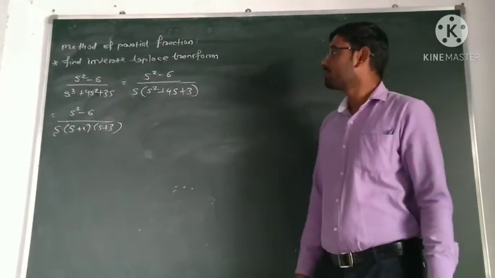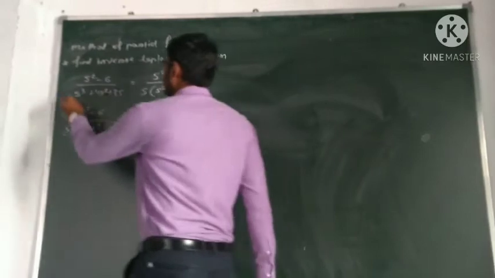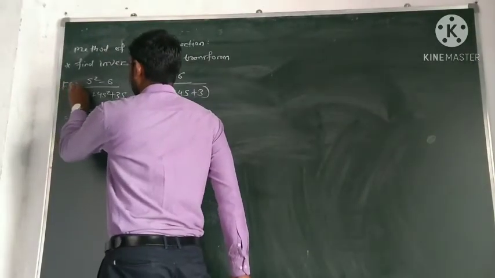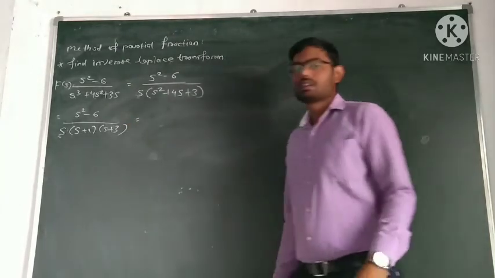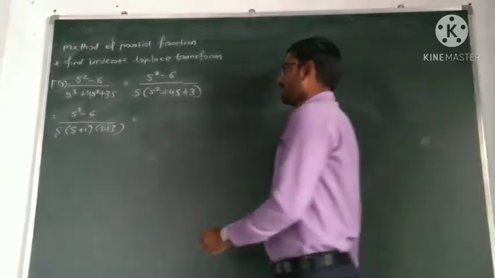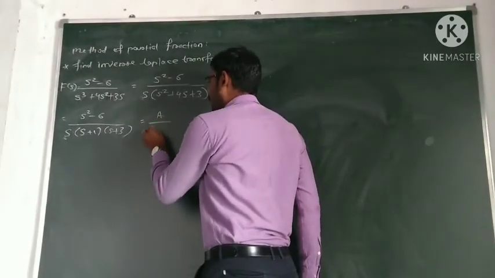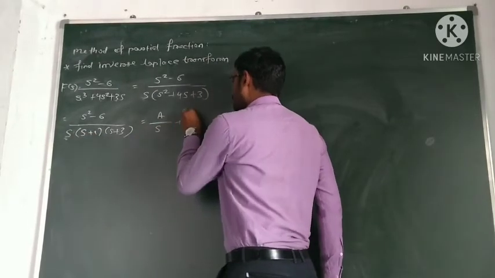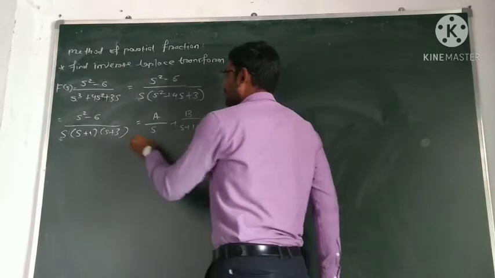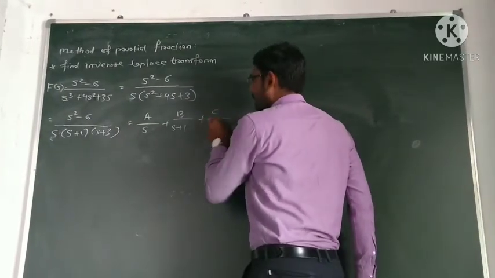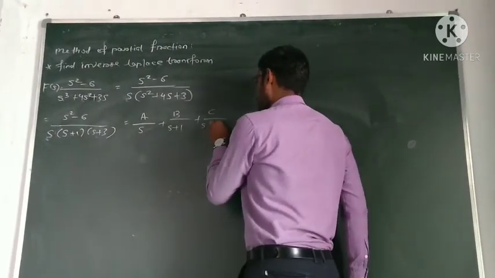Okay, now this is our F of s. Now we will try to write this as a partial fraction, that is, this is equal to some A upon this factor s, some B upon this factor s plus 1, plus C upon this factor s plus 3.